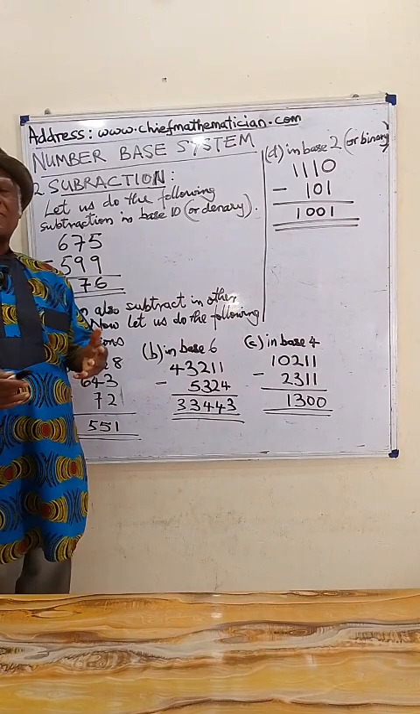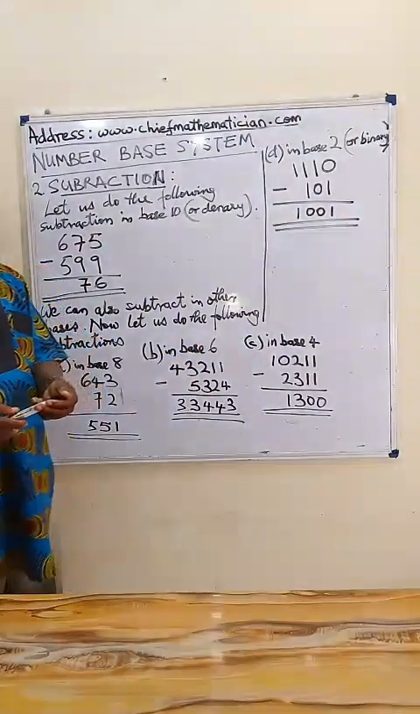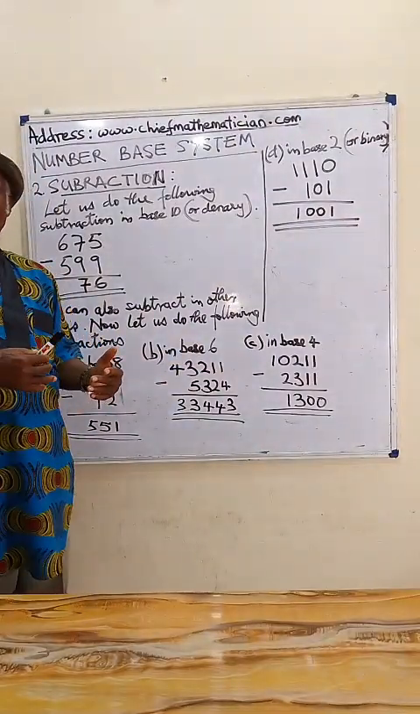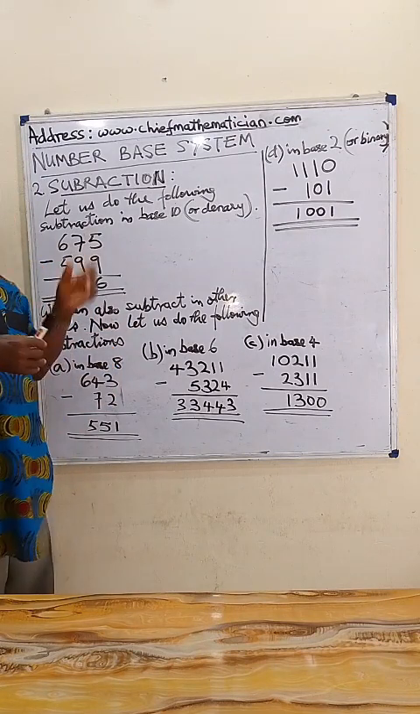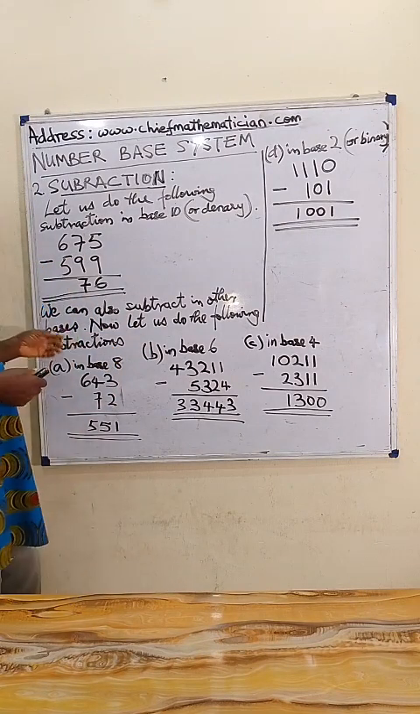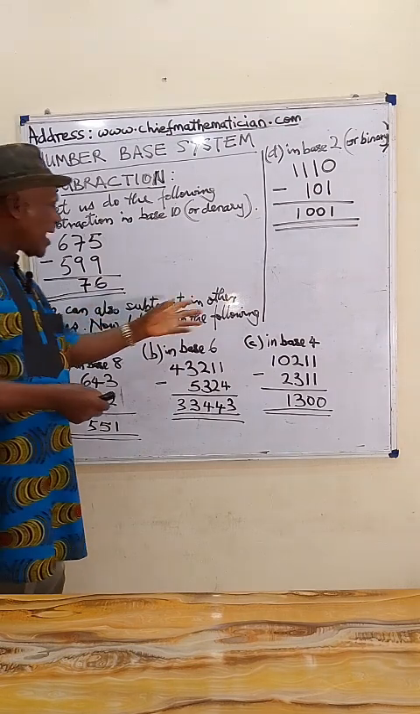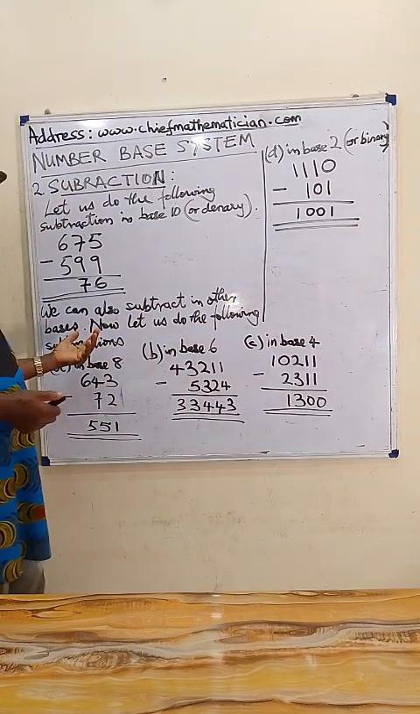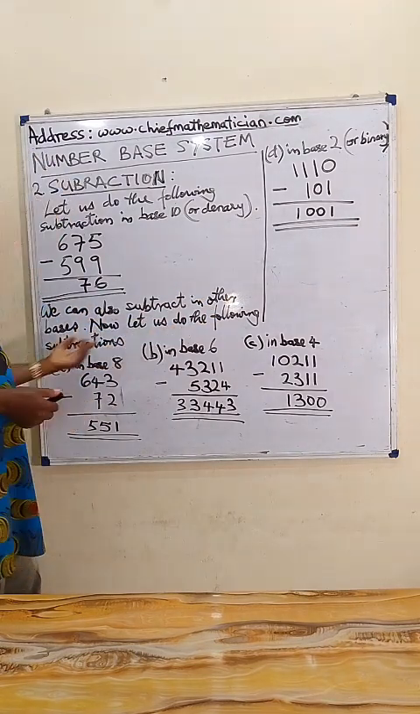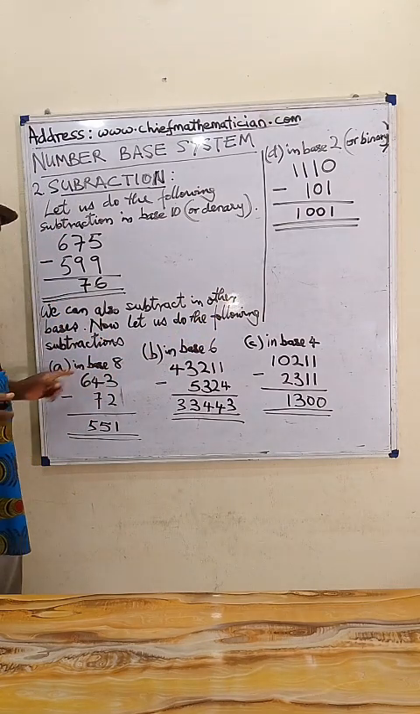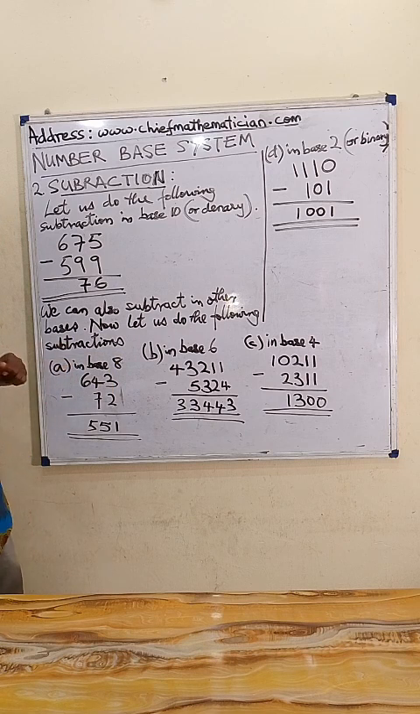Now, let us visit other bases, bearing in mind all that we did in base 10. We can also subtract in other bases. Now, let us do the following subtractions. In base 8, we want to subtract 72 from 643.